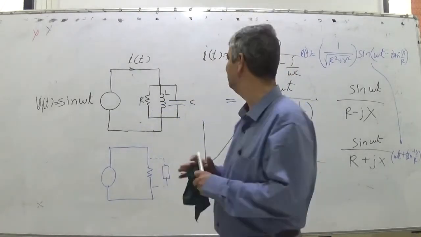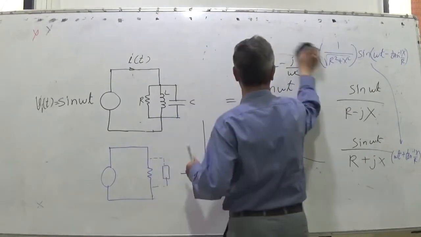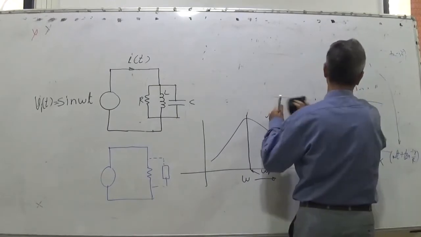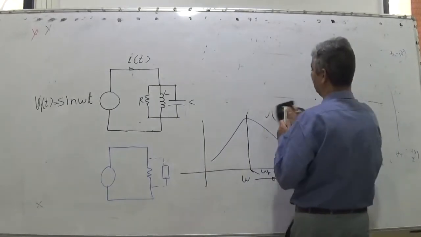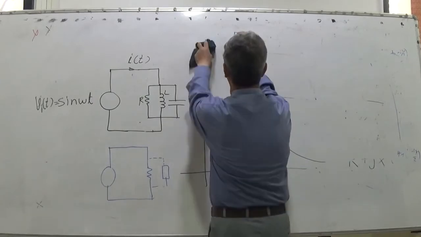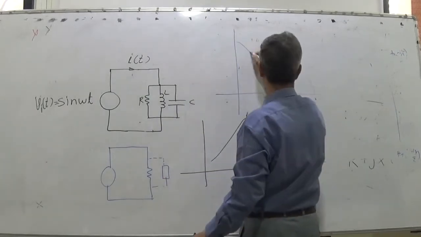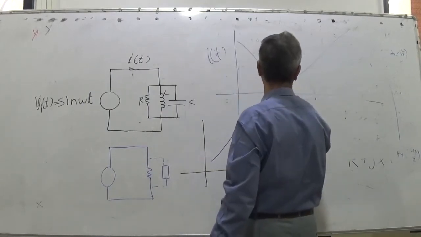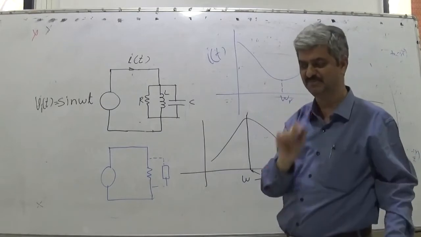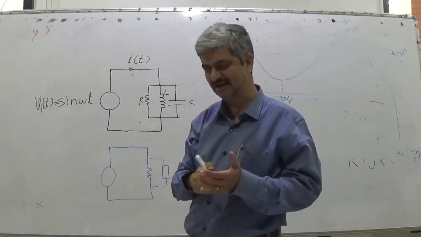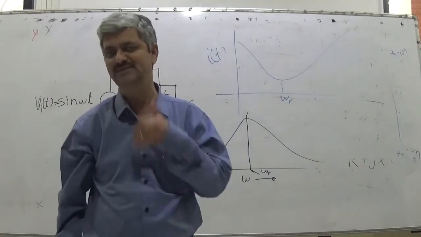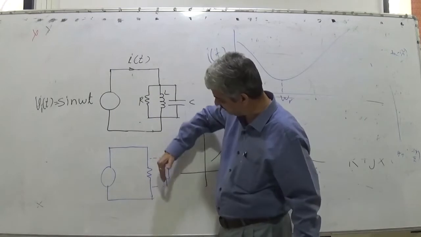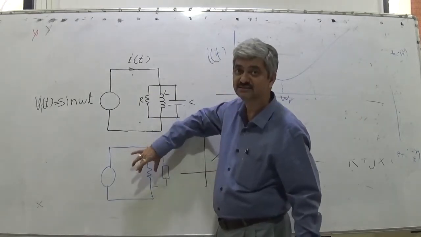For an RLC parallel circuit, current is minimum at resonance and increases on both sides because of the impedance of L and C themselves. So for parallel resonance, i(t) is like this, around omega R. That is quite obvious and simple. The LC parallel combination behaves as an open circuit at resonance. So at resonance, this is open.